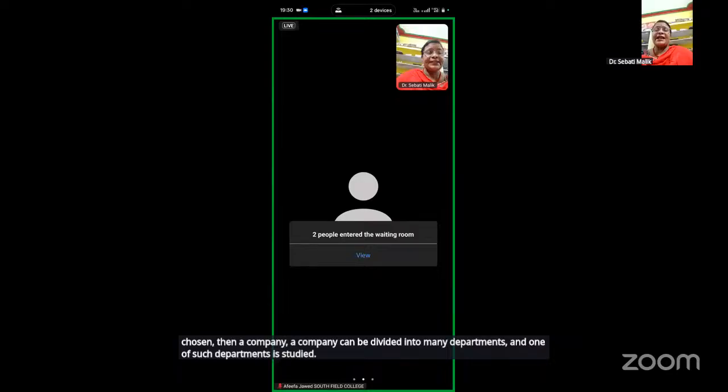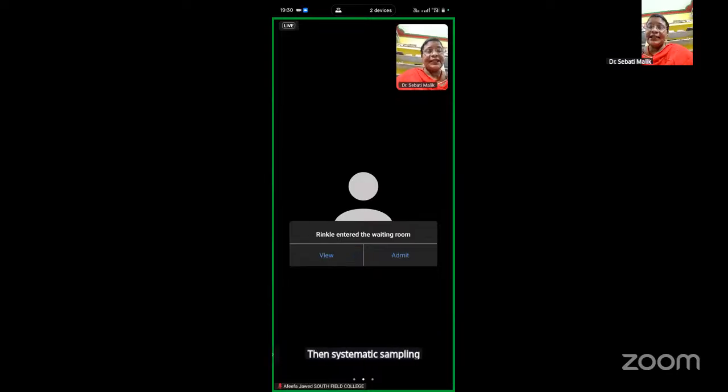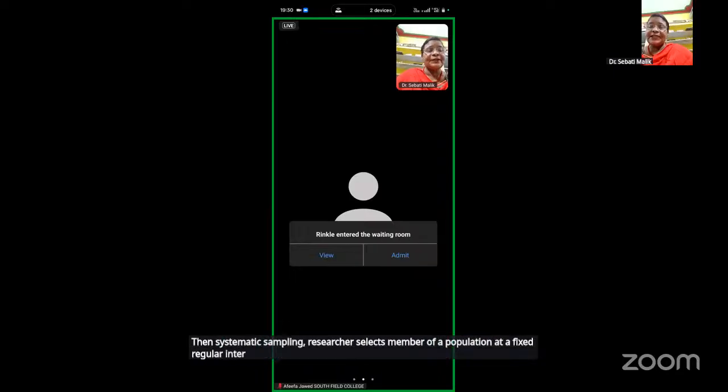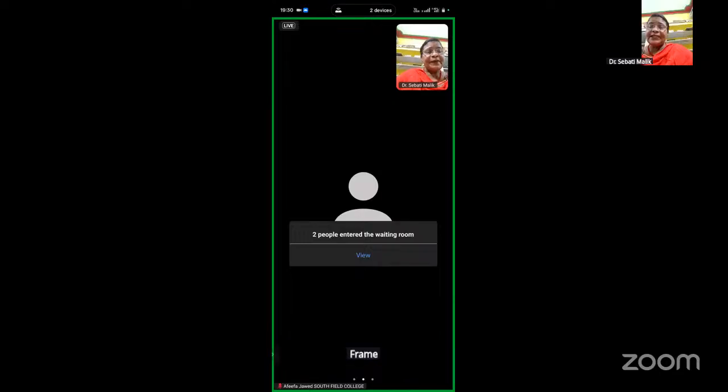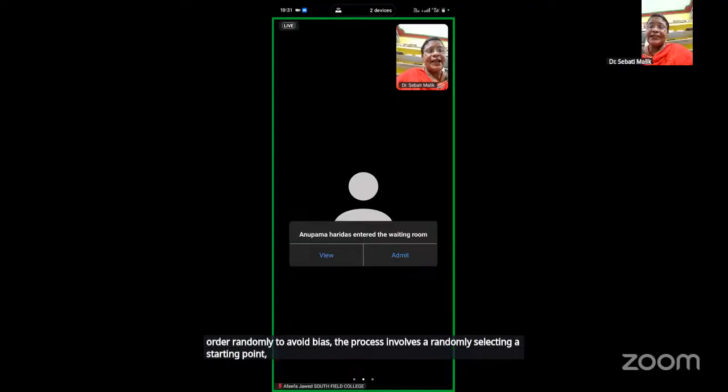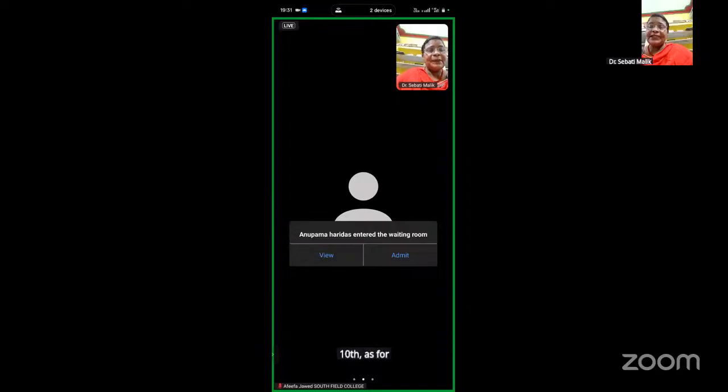Then systematic sampling. The researcher selects members of a population at fixed regular intervals from a list known as the sampling frame. It is an alternative to simple random sampling, provided the list is ordered randomly to avoid bias. The process involves randomly selecting a starting point and then taking every tenth member as per the desired sample size.